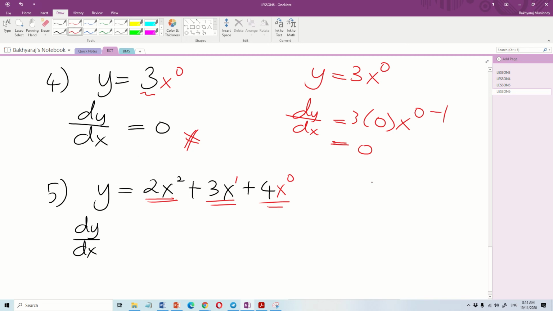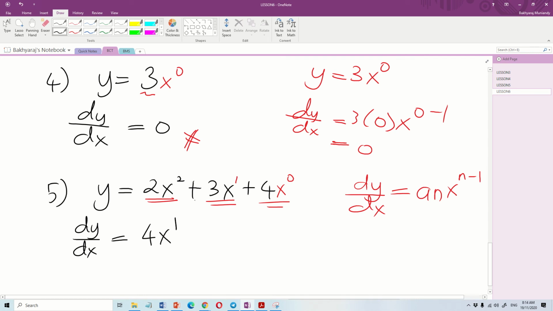Okay, so again formula is what? dy/dx equals a n x, what? Yeah, correct. Power dia n minus 1. So itu formula dia. Okay, so saya tahu jawapan ini akan jadi 2 kali 2 jadi 4, x power of 1. And then 3x dia akan jadi constant 3. And then constant dia akan jadi kosong.